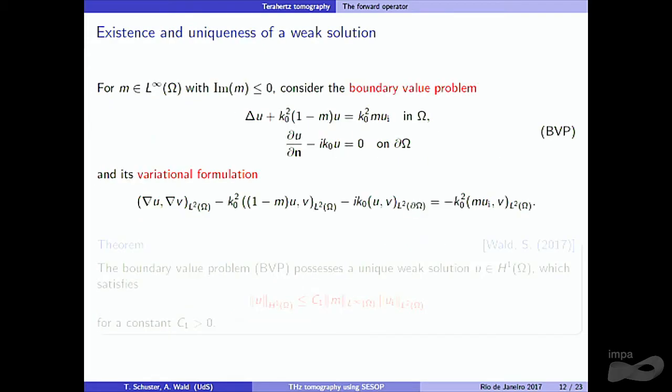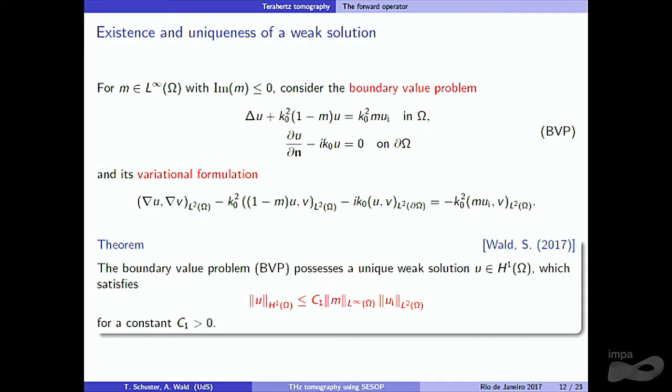Okay, first of all, we have to prove that this system, this PDE, has a unique weak solution. And doing so, we assume that m is essentially bounded, and its imaginary part is less than or equal to 0. This is not quite restrictive because from a physical reason, this is obviously the case. And we considered this Helmholtz equation, the boundary value problem, and got a variational formulation.